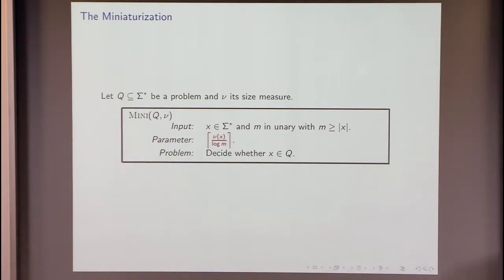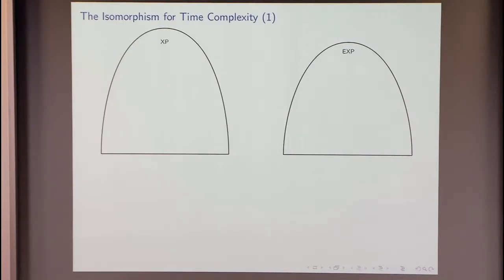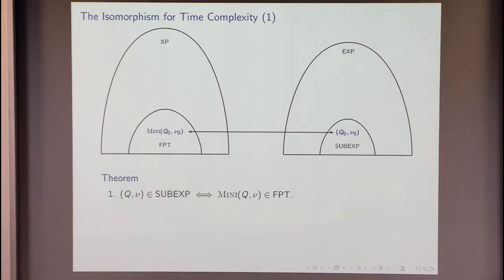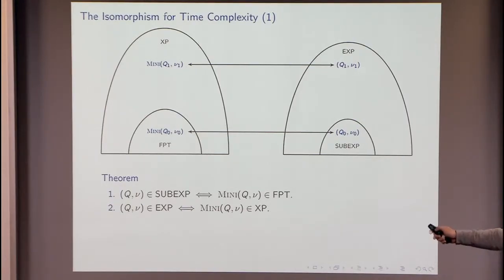If you see this problem for the first time, it looks completely artificial. But again, it's hard to explain. What is important is the following: it really works. We have this isomorphism in the time case. Remember, in parameterized complexity, we look at those problems in XP, and we want to know which of them are really fixed parameter tractable. In the case of exponential complexity, we want to see which problems can be solved in sub-exponential time. So the isomorphism first carries every problem in sub-exponential time to a problem in FPT. Actually, this goes both ways. If you have a problem (Q, nu), this problem is in sub-EXP if and only if its miniaturization is fixed parameter tractable. And second, if you have a problem in EXP, it really goes through this miniaturization to a problem in XP.